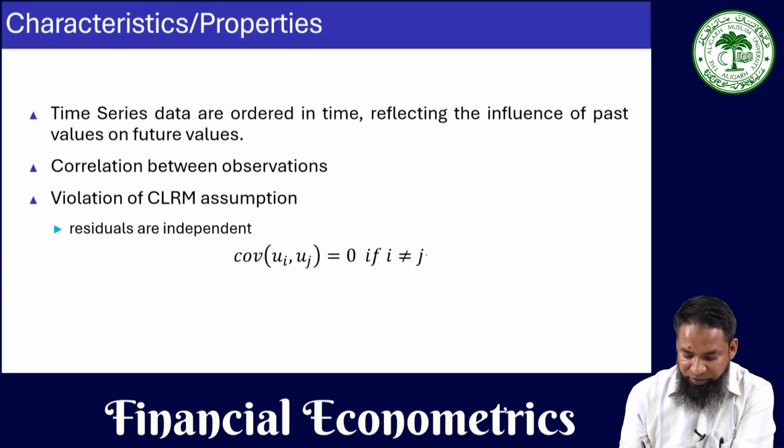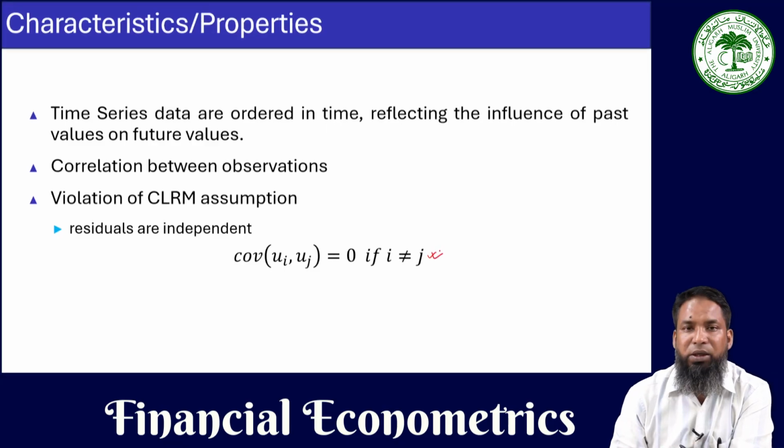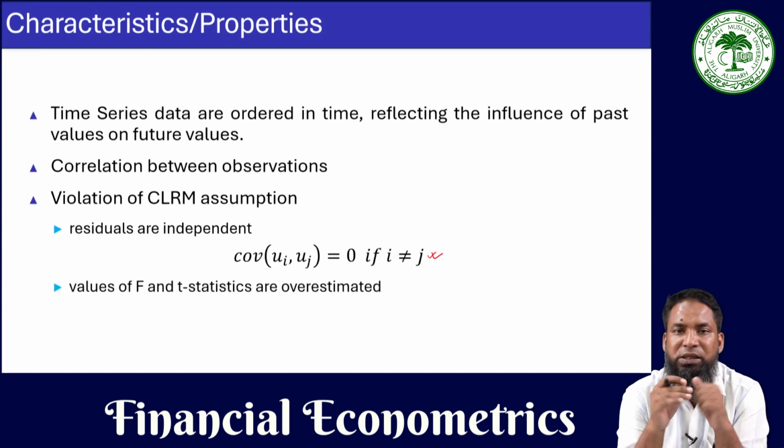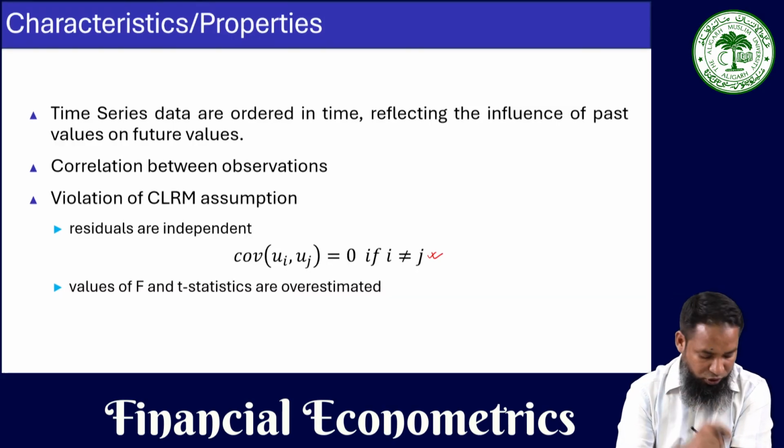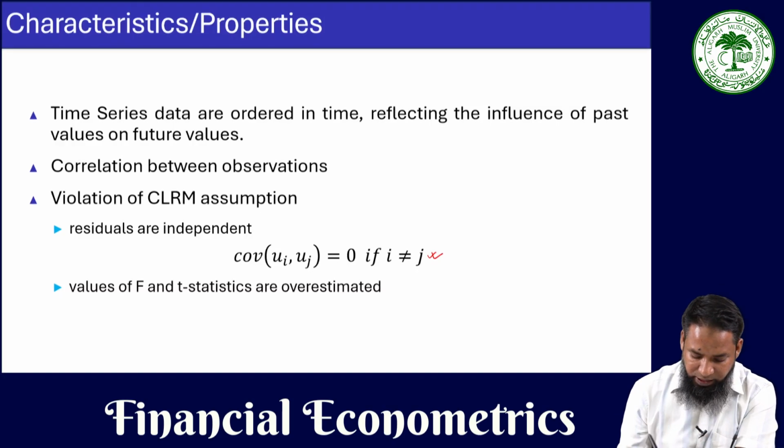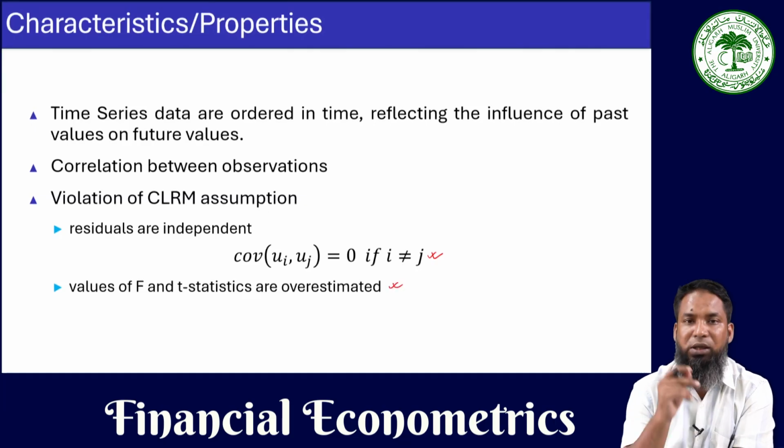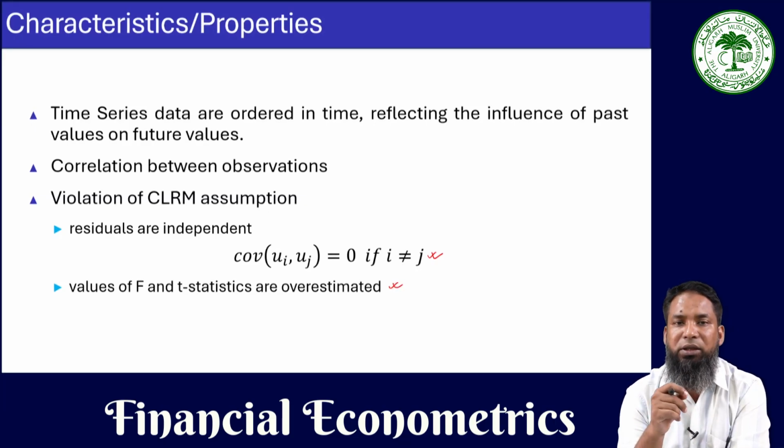In algebraic form, you must remember this: the covariance between ui and uj is 0 when i is not equal to j. That is basically no autocorrelation. Then what implication will it have? Once this assumption is violated, the values of the F and t statistics are overestimated. That means the estimates which we are getting may not be reliable.